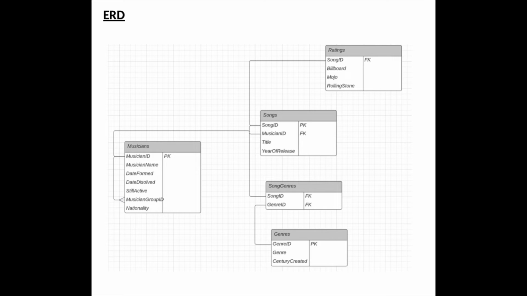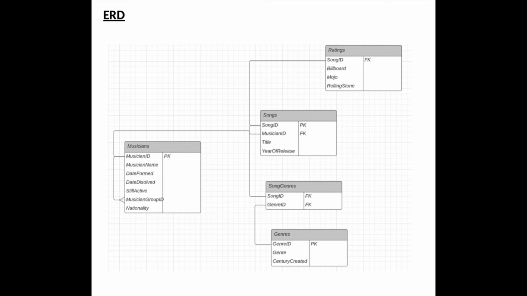If a group's members all have the same nationality, then the group will have this nationality. Otherwise, nationality will be null, and each individual member's nationality will be stored in their own row. Ratings has song ID as its foreign key. Ratings is kept separate from songs because the vast majority of songs published to the internet do not have rankings from the major publications featured in ratings, so this would waste space.